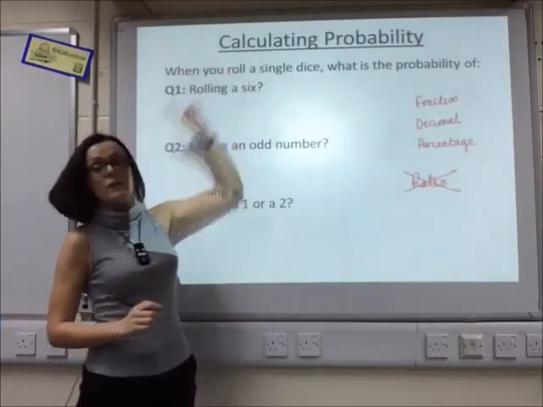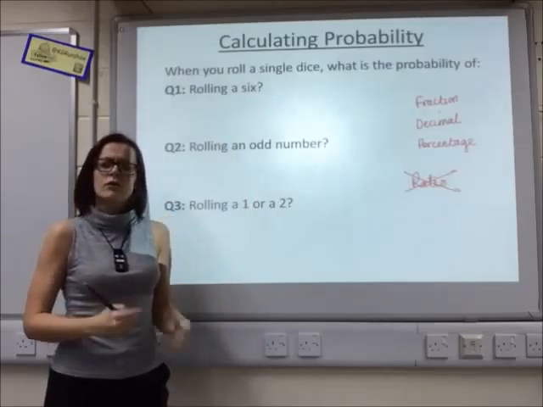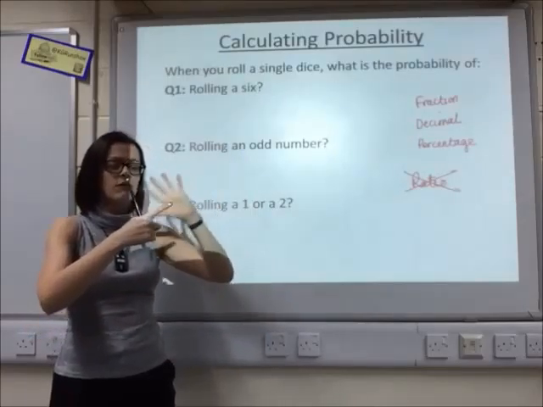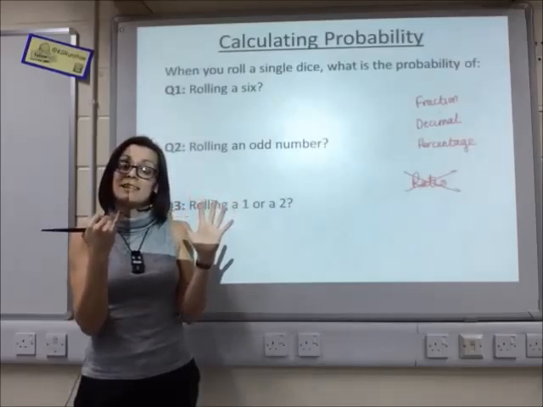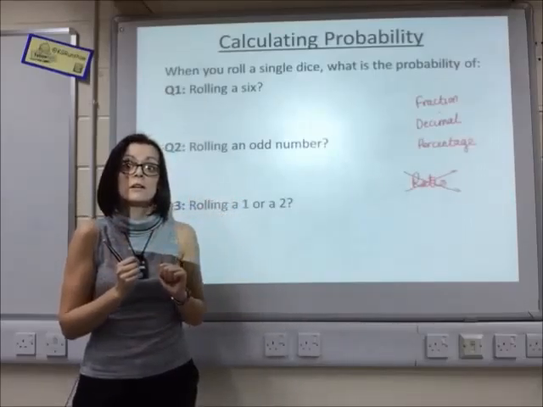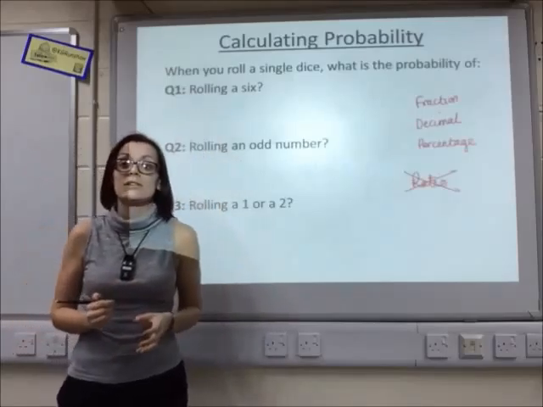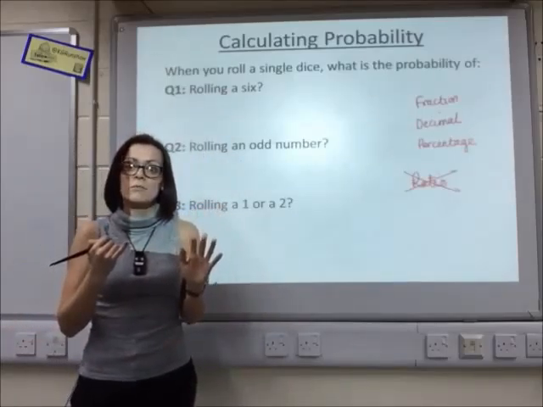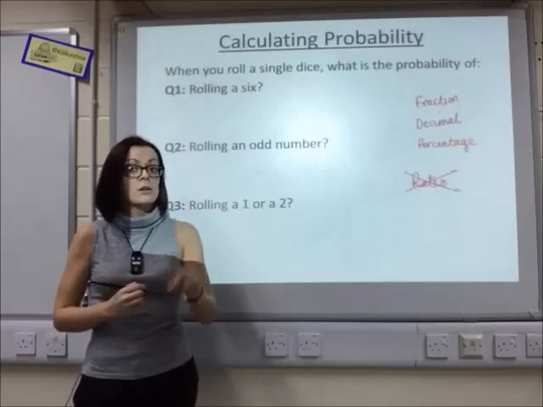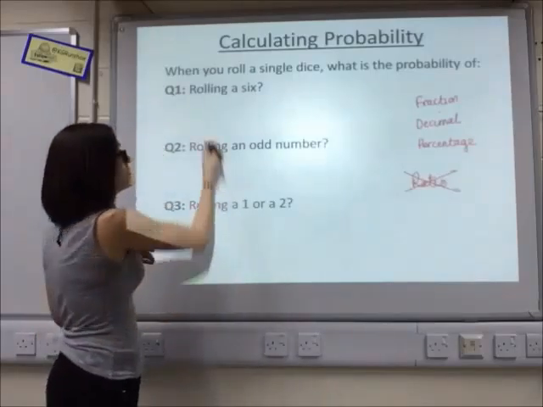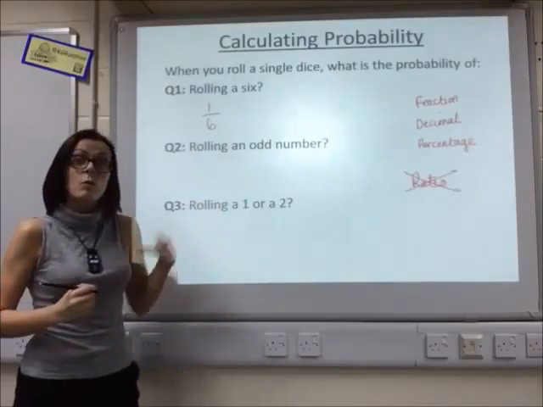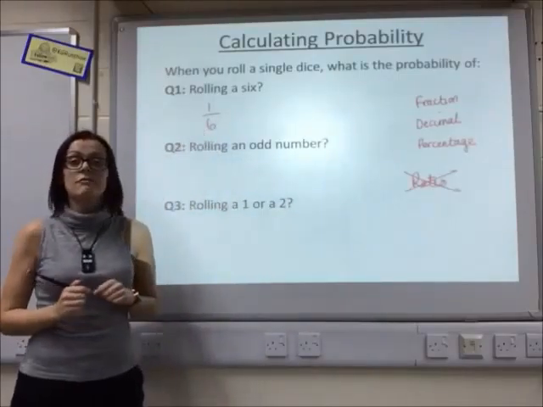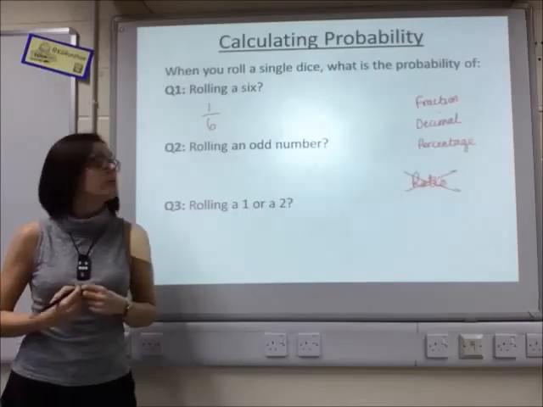So let's have a look. We're rolling one dice. So that dice has got the numbers 1, 2, 3, 4, 5 and 6 on it. There are 6 possible outcomes, 6 things that dice could possibly land on. And I want to know the probability that it lands on a 6. Well, out of those 6 numbers, only one of them is a 6. So it's 1 out of 6. And the best way of writing that is a fraction. Don't write words, don't write 1 out of 6. Write it as a fraction for me, that's the easiest way to do it.